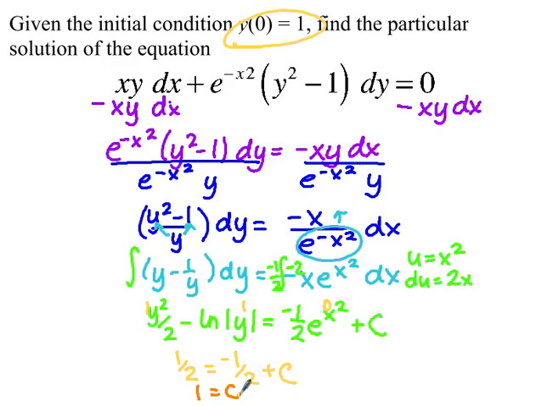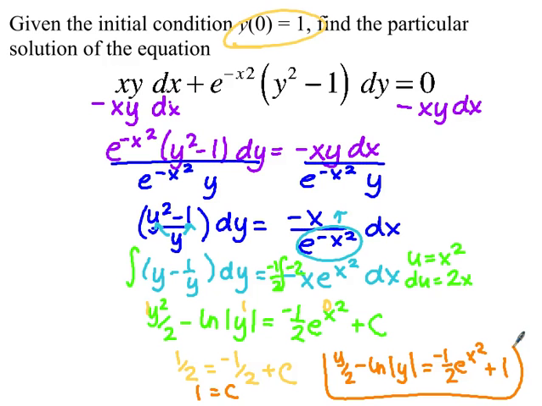I've got to fit 1 into that green equation. So the green equation now becomes y squared over 2 minus natural log of y equals negative 1/2 e to the x squared plus 1. Oh, y squared, I said y squared. I don't think I wrote it. There you go, got it better.